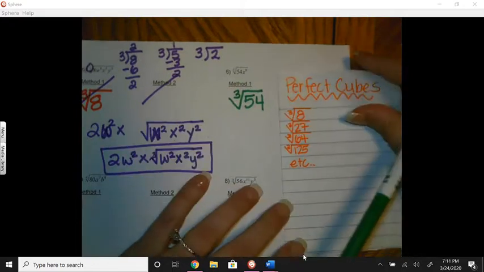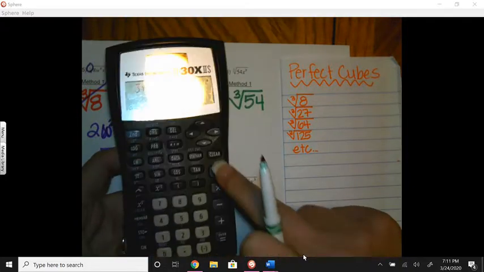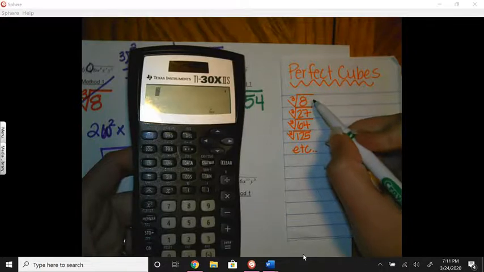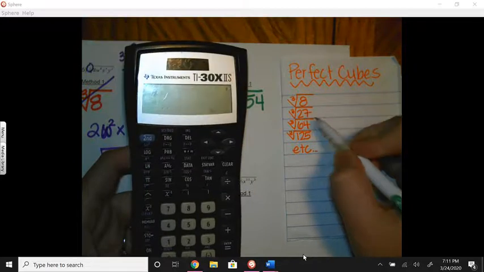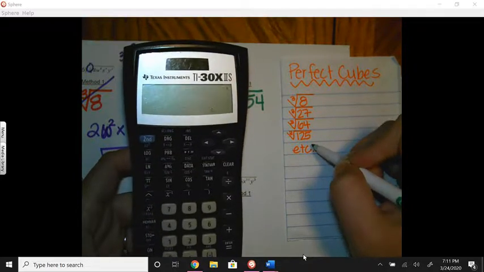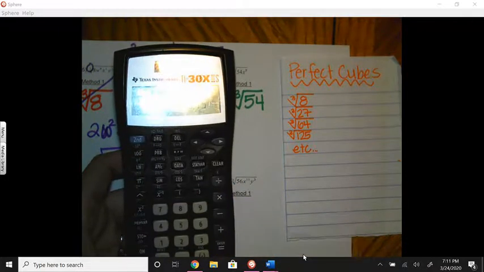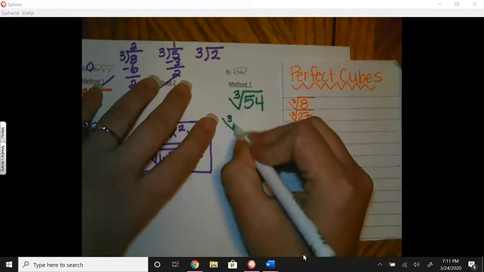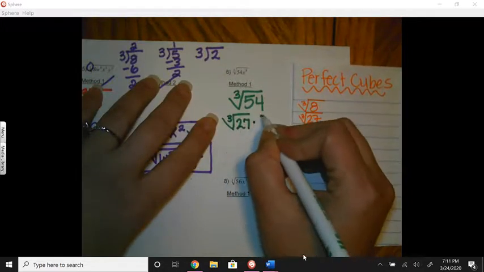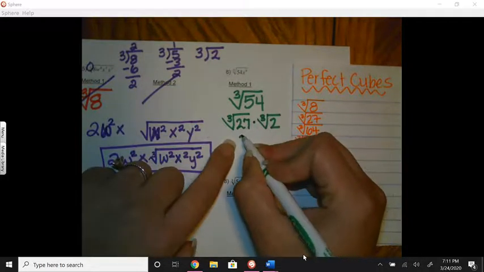So when we look, if we're going to use method 1, we have to ask ourselves which of these numbers go into 54. To make this list, you would do 2 times 2 times 2 is 8, 3 times 3 times 3 is 27, 4 times 4 times 4, and that's how we would generate this list. And then we have to think of what goes into 54, and we can see that 27 does. So we could rewrite this as the cube root of 27 times the cube root of 2. And the cube root of 27 is 3.